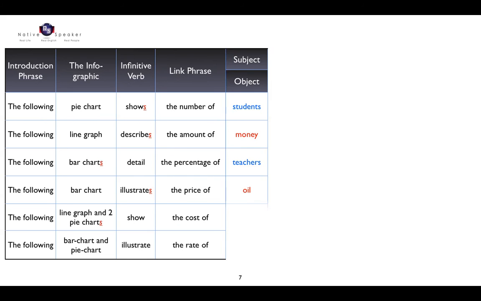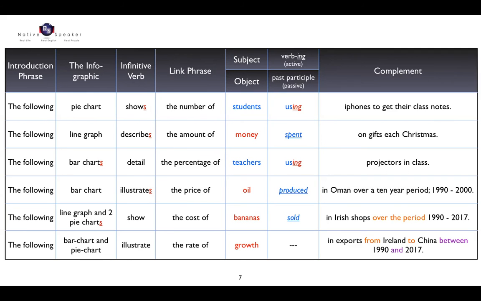The following bar chart illustrates. The following line graph and two pie charts, that's a they, show. And because there are two singles here, that still makes them a they. So the following bar chart and pie chart illustrate. And then the rest of the sentence can be the same as the one that we saw previously.